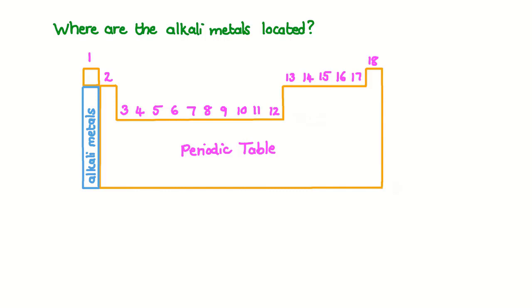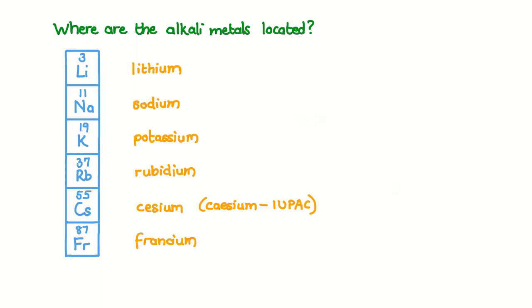The alkali metals do not include hydrogen at the top of the group because hydrogen is not a metal but a non-metal and a gas under standard conditions. The alkali metals consist of Li, Na, K, Rb, Cs and Fr. Let's have a closer look at these elements. Li is lithium, Na sodium, K potassium, Rb rubidium, Cs cesium, whose IUPAC spelling includes an A, and Fr francium.